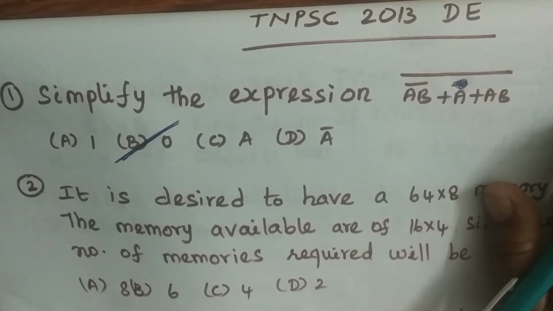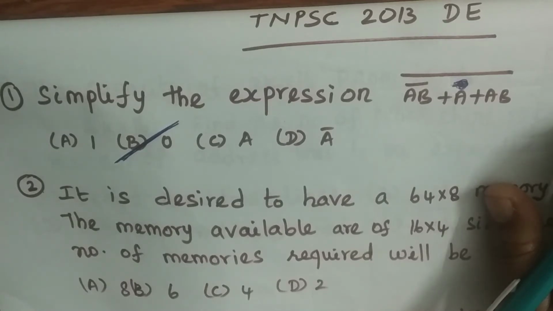In this video, we are going to discuss the TNPSC 2013 Digital Electronics questions and answers. Let us see the first question. Simplify the expression (AB bar + AB) the whole bar.